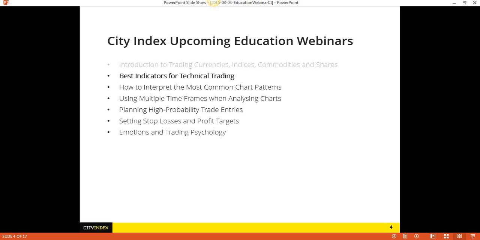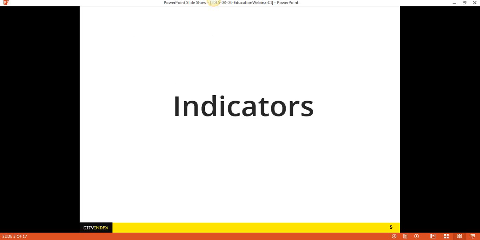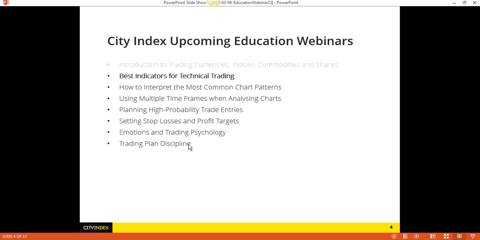And then after that, we're going to go through the different emotional aspects and trading psychology aspects of trading. And then on the 8th week, we're going to be talking about trading plan discipline. Okay, and that's going to be very, very important. So that's basically the timeline or the subjects for the next 7 weeks. Now, this is an ongoing webinar series, so we're going to keep going after that. It's just I have these topics for the first 8 weeks.